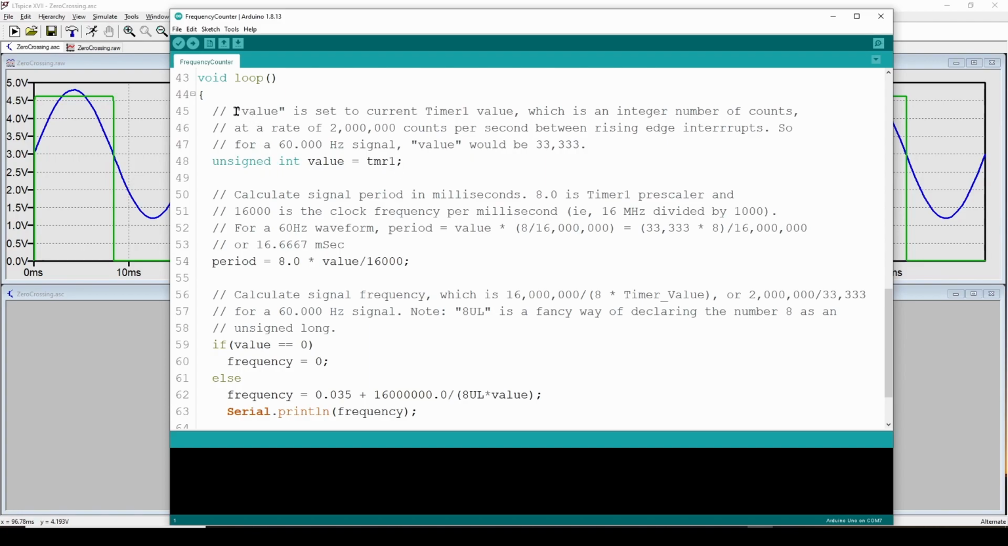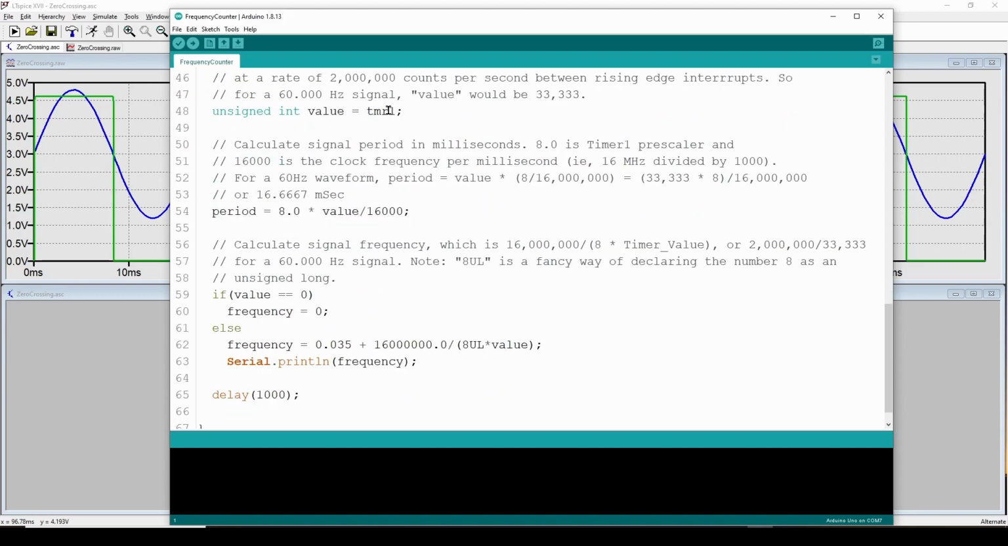So now value is set to the current timer1 value. Again, that's the timer1, or the 33,333, which is an integer number of counts. Again, it's at a rate of 2 million counts per second between rising edge interrupts. So again, for a 60 hertz signal, value should be 33,333. And then from that, now we know how many counts at the 2 megahertz count rate. Then we can calculate the signal period in milliseconds.